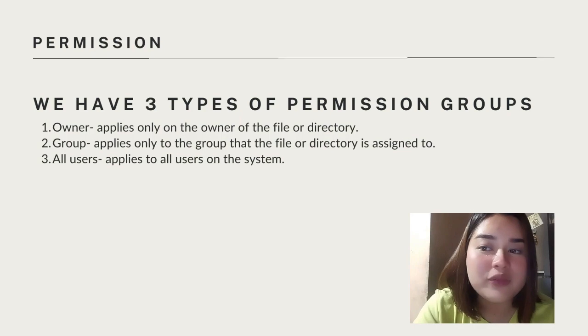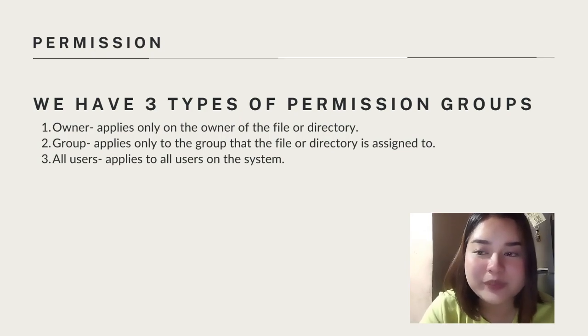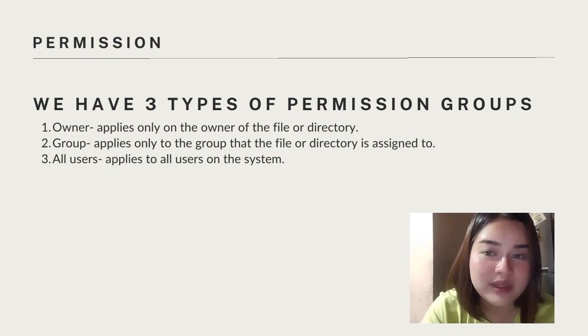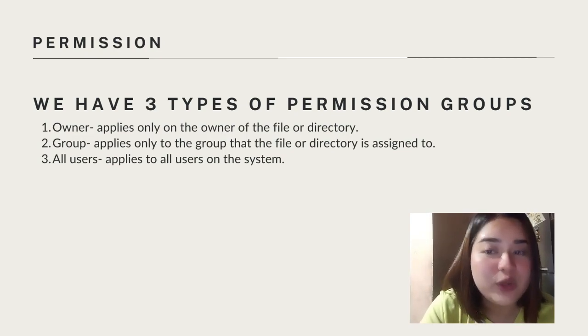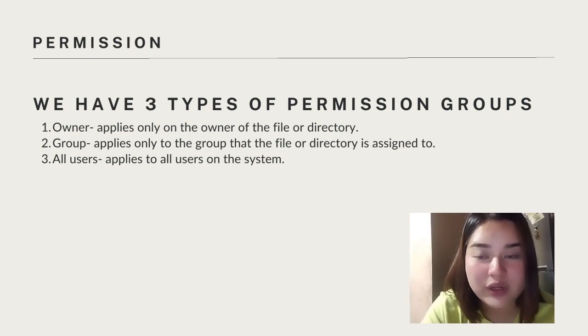The first type of permission group is the owner. It applies only to the owner of the file or directory. Ibig sabihin, this will not impact the actions of other users. Now, the second type is the group. The group applies only to the group that has been assigned to the file or directory, and it will not affect the actions of other users.